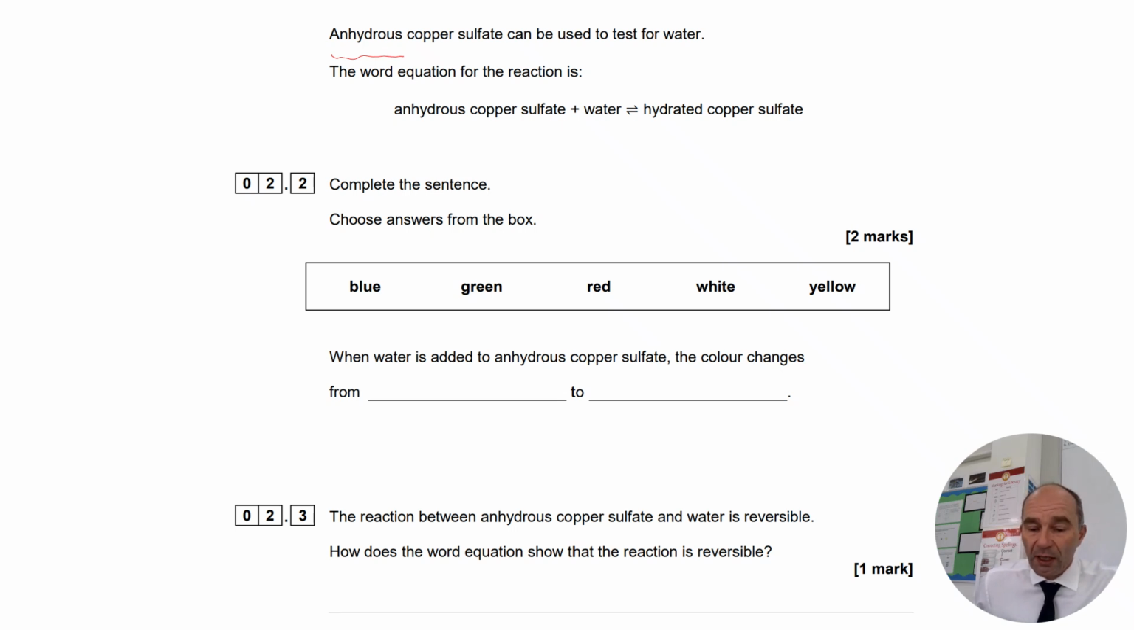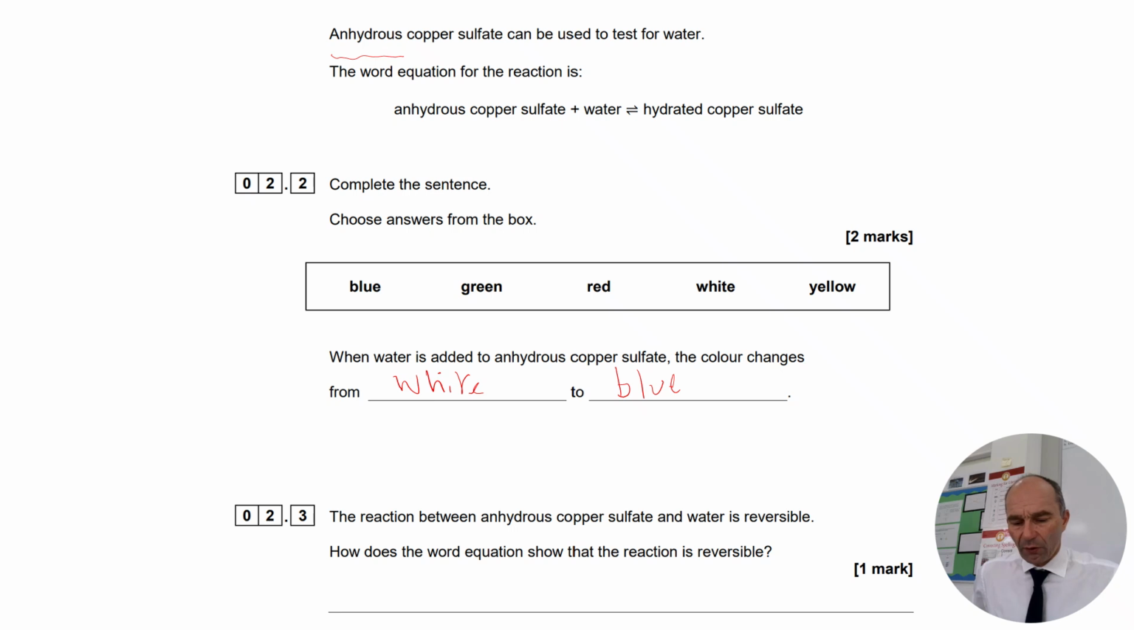Word equation is given to you below. We need to complete the sentence, and they'll be nice at giving us some possible colours to use. When water is added to anhydrous copper sulfate, the colour changes from white to those blue crystals that you all probably made when you did paper 1. So definitely white to blue.